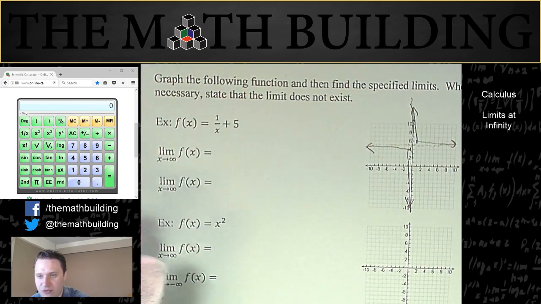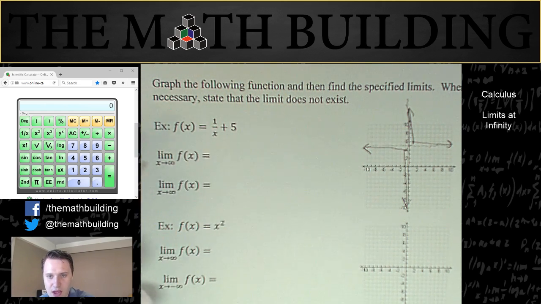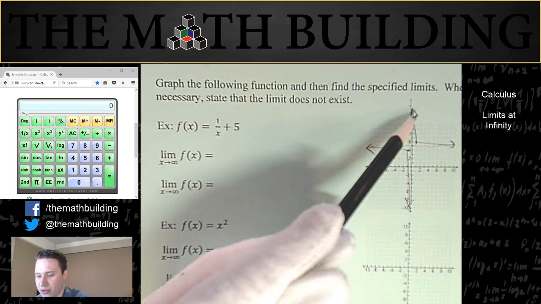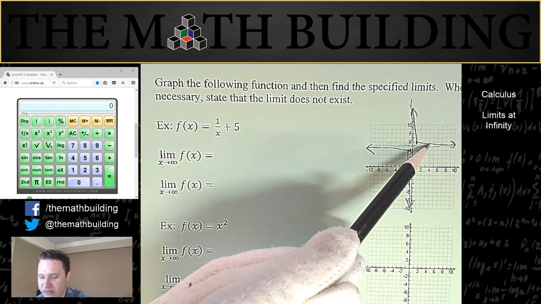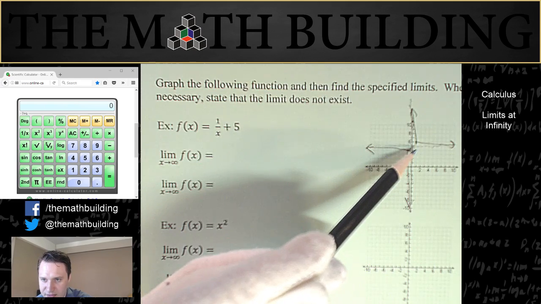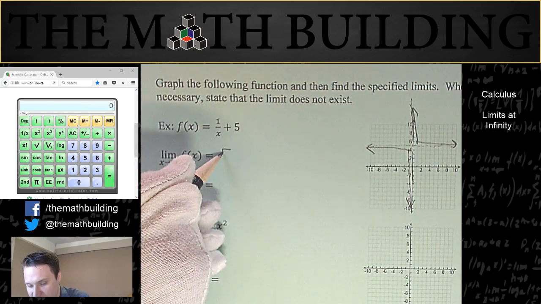So there's a rough sketch of what the graph of this hyperbola looks like. The +5 bumps it up 5 spaces. So what is the behavior as x goes to positive infinity? Well, as x goes to positive infinity, this path right here approaches the horizontal asymptote. And so that's going to actually converge to 5.